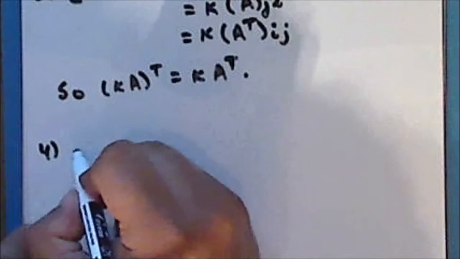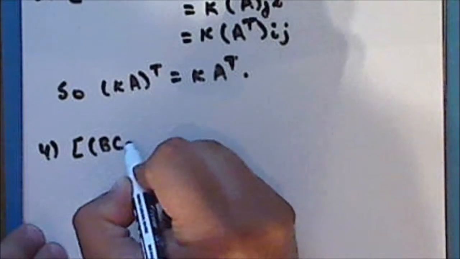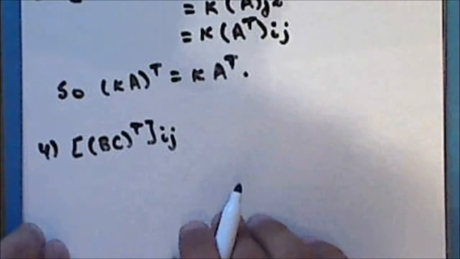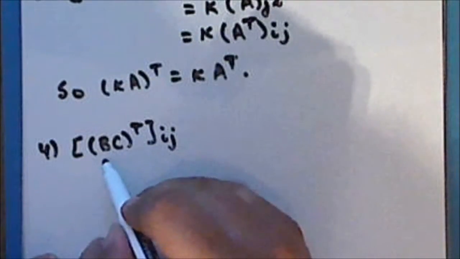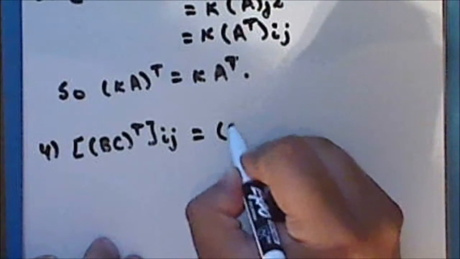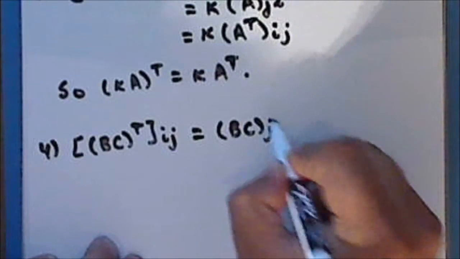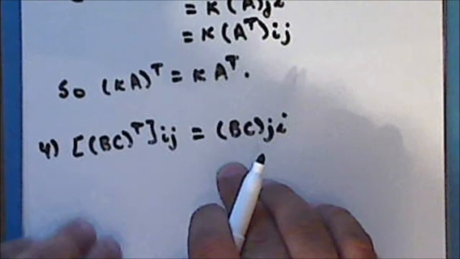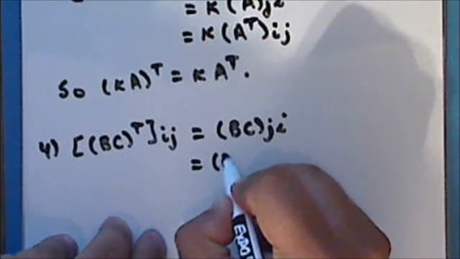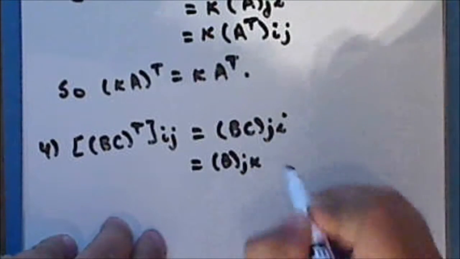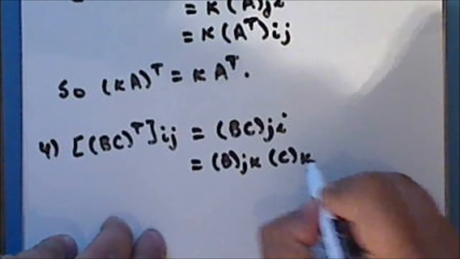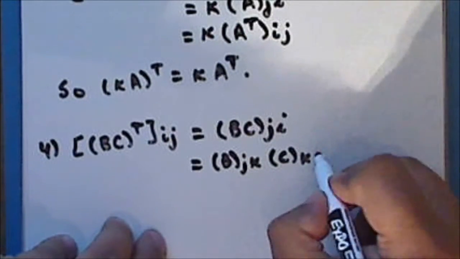So fourth statement. The entry in row I, column J, of the transpose of the product B times C is the entry in row J, column I, of the product B times C. This is the sum of the products of the entries in row J, column K of the matrix B with the entries in row K, column I of the matrix C.